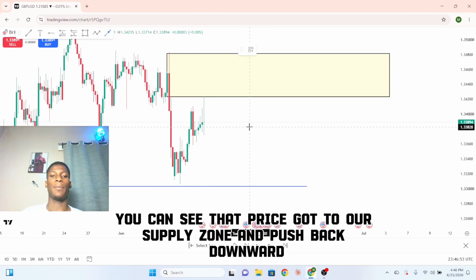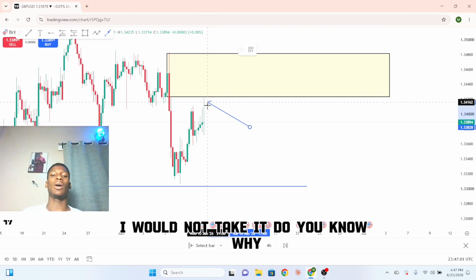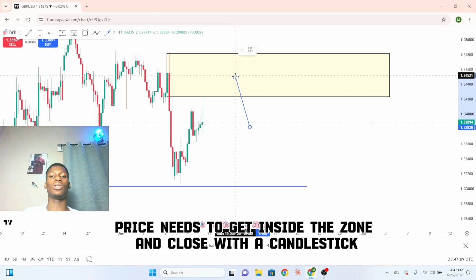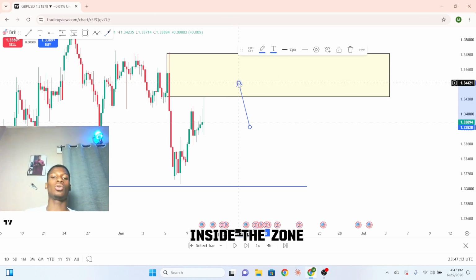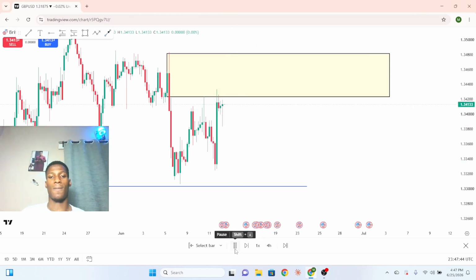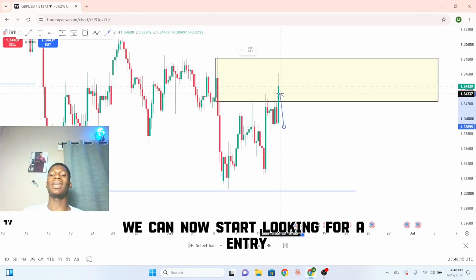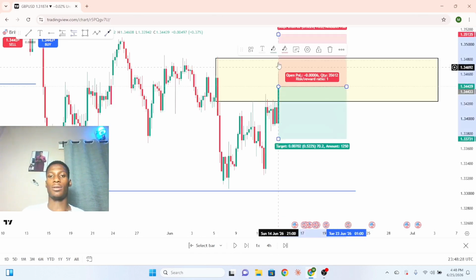You can see that price got to our supply zone and pushed back downward. If I was going to take this trade, I would not take it. Do you know why? Because price has not gotten into the zone. Price needs to get inside the zone and close with a candlestick inside the zone. Price got inside our zone and closed. We can now start looking for our entry.